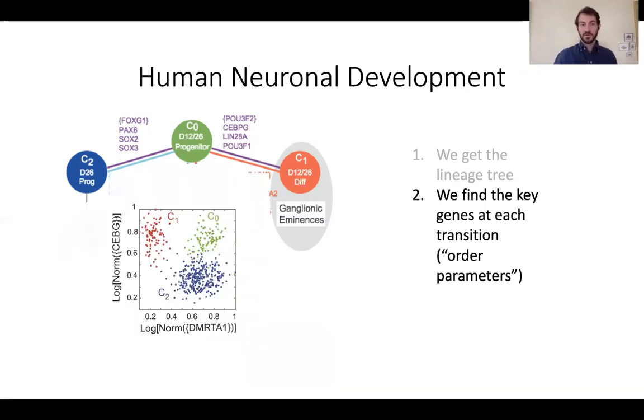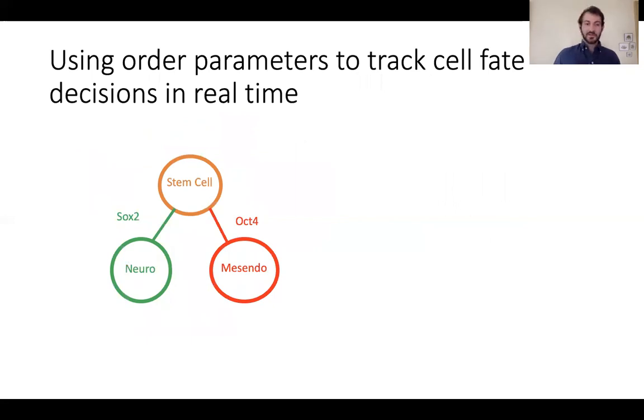Because if we look at one of these transitions from C0 to C1 and C2, this split into the different cell types in the brain, we can plot them, as I said, in these axes that we've discovered. So we've discovered that these genes DMRTA1 and CEBG both allow us to measure the identity of the cell as it's progressing through this decision-making process. And these order parameters are actually very helpful experimentally. Not only can we make those plots to understand the topology of the tree, but also colleagues in the lab have used these to measure cells in real time as they undergo cell fate decisions.